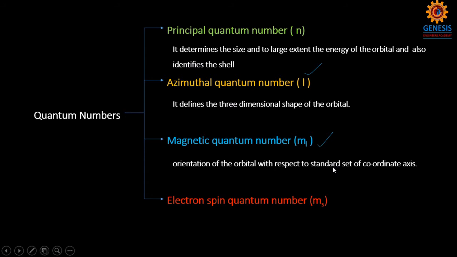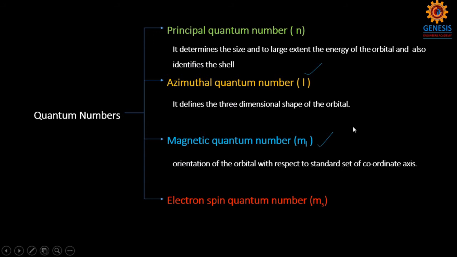And this is about the electron spin quantum number. The electron will revolve about the nucleus in an orbit, and along with that, this electron also spins around its own axis. It revolves about the nucleus and rotates about its own axis. These we have discussed in the previous video, part 1.